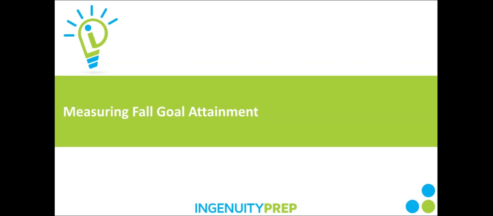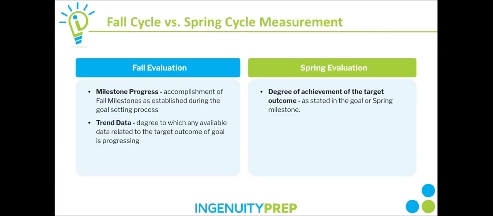In this video, we will be going over fall cycle measurement of goals. In the fall, we aren't scoring final target outcomes. Instead, we're looking at milestone completion and trend data. Did the staff member hit the fall milestones set as part of the goal setting process? Is there any trend data available? If so, what does that data tell us about whether or not they're on pace to meet the goal?